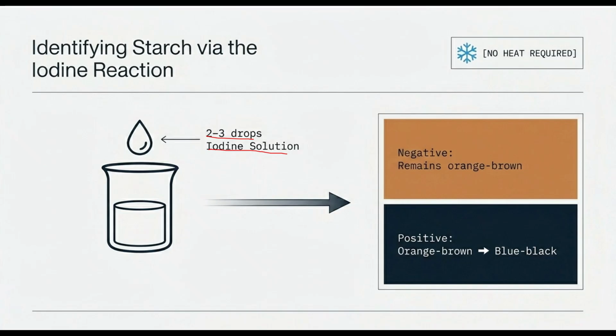If starch is present, iodine changes from orange brown to blue black. If there is no starch, the solution remains orange brown. If there is starch, the orange brown will change to blue black. So this is a quick and reliable starch detection method. The advantage is that we don't need to heat the particles.